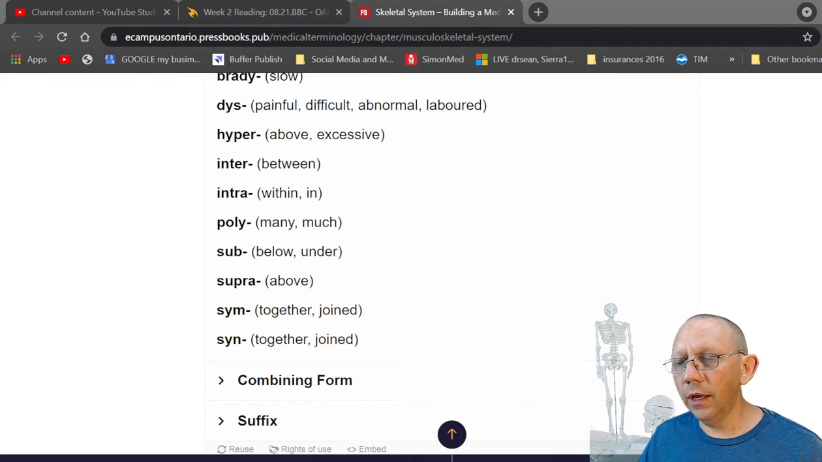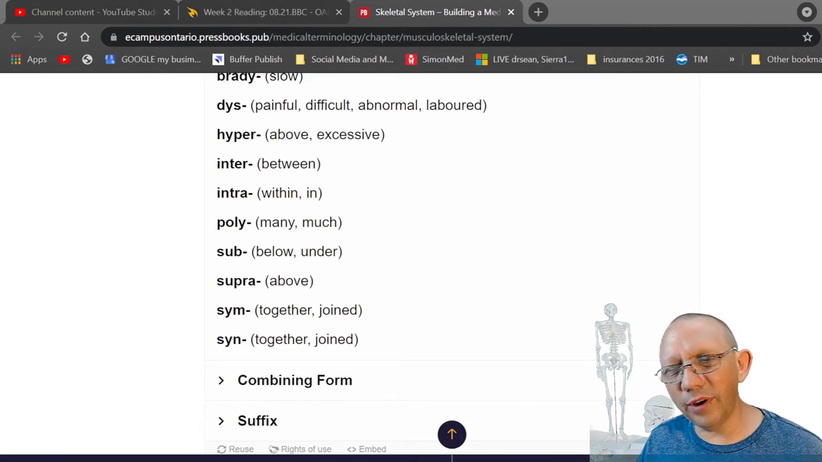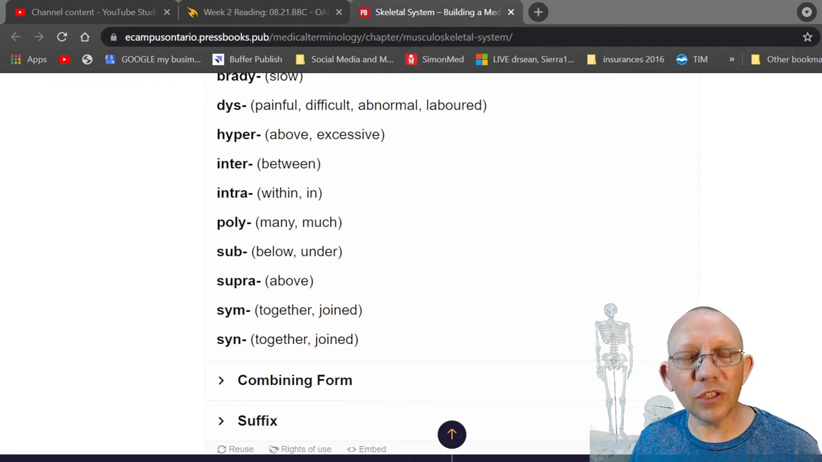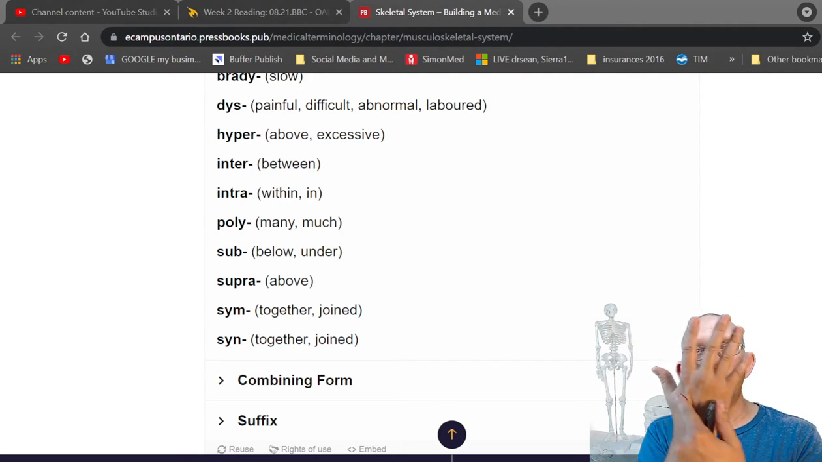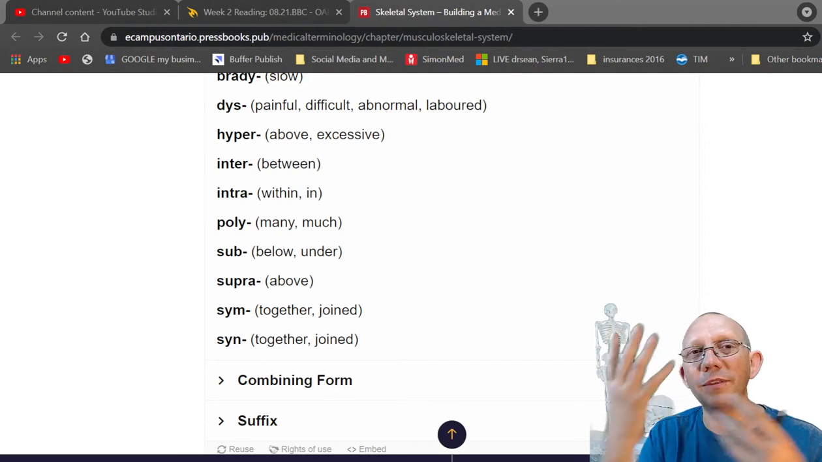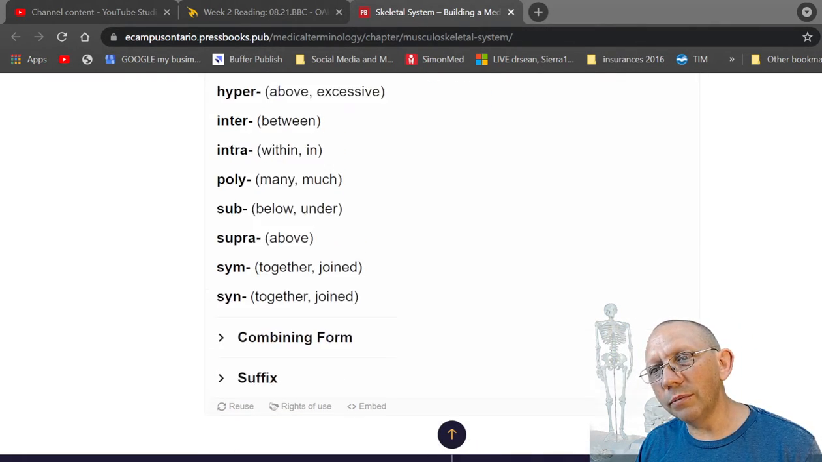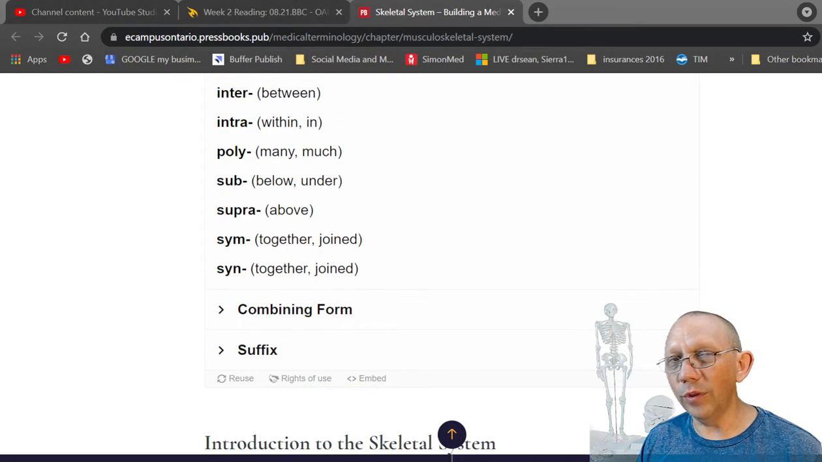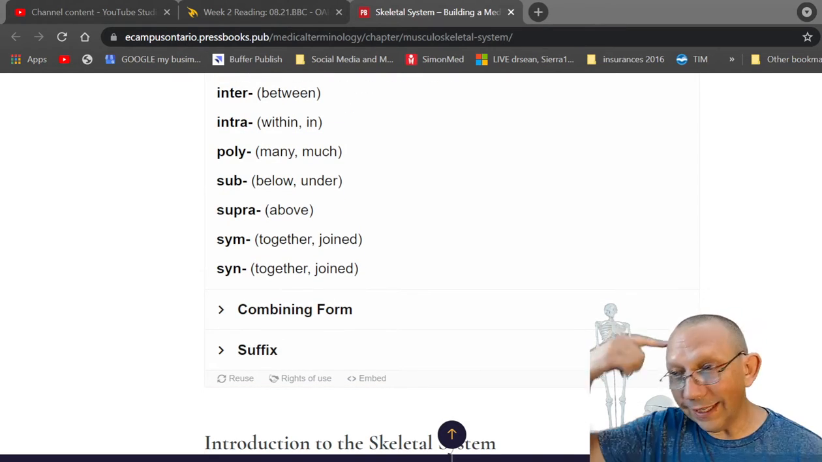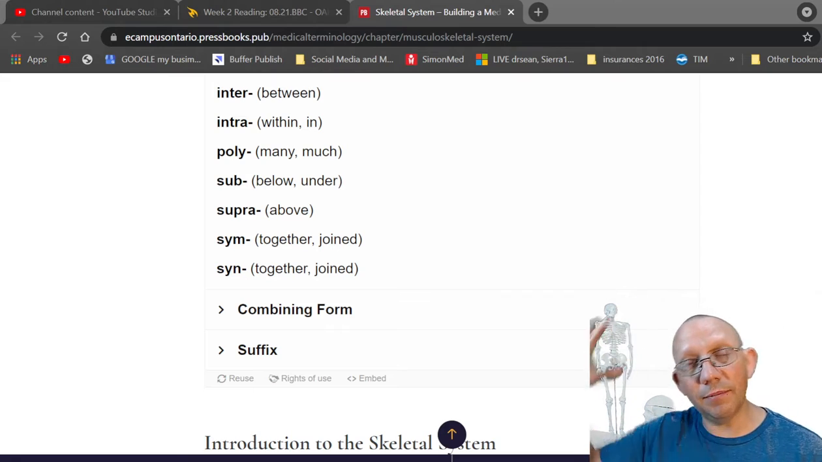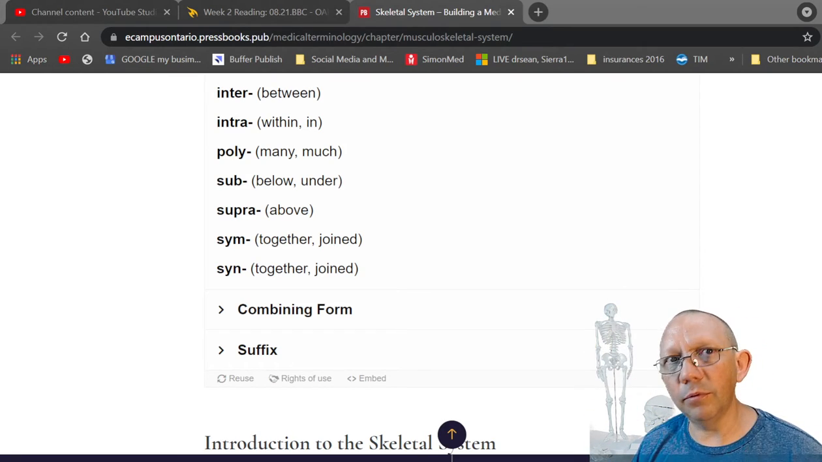Inter means between. You have a lot of muscles that are inter, so intermembranous, and interosseous, which means between the bones. A lot of the bones in here have muscles between them. That's called interosseous. And intra is within. We don't see that too much in anatomy and physiology, but intra means within. Intracranial, inside my head. Intracranial bleed, for example.